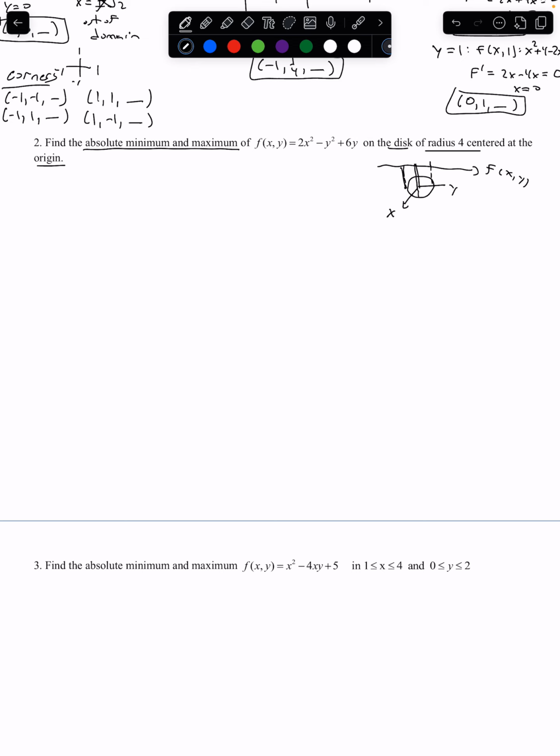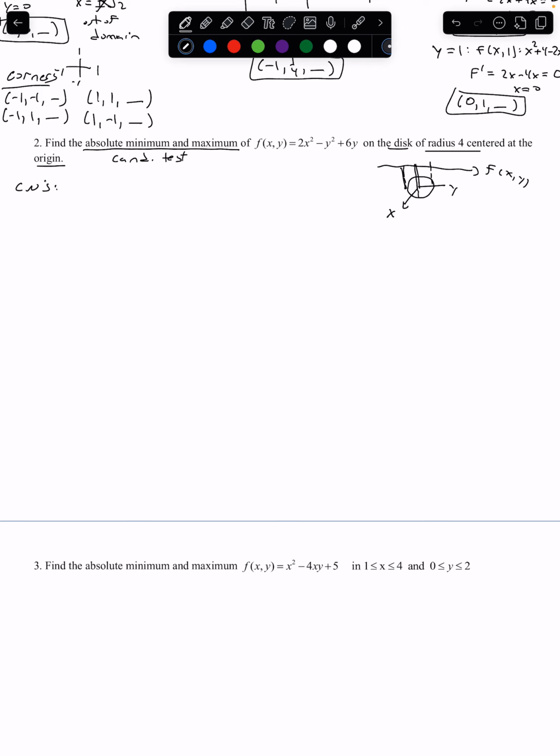As we talked about in our last video, to find the absolute maximum and minimum, we're going to use our candidates test from Cal 1 and Cal 2 last year. So the first step we have to do is find those critical numbers and the critical points.